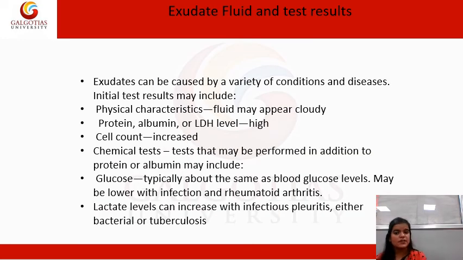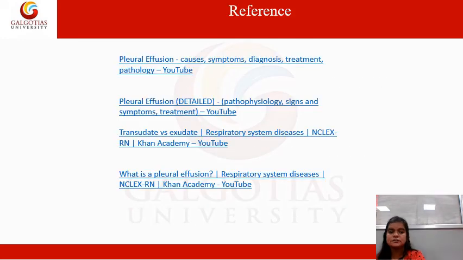Now, in the case of exudate fluid, exudates can be caused by a variety of conditions, so that's the reason it requires further testing. Physical characteristics, of course, we again see whether it is white or transparent in color. Then we again go to some basic tests like protein, albumin or LDH. Then we do chemical tests, which may include a glucose test, a lactate test, and any further tests we need.